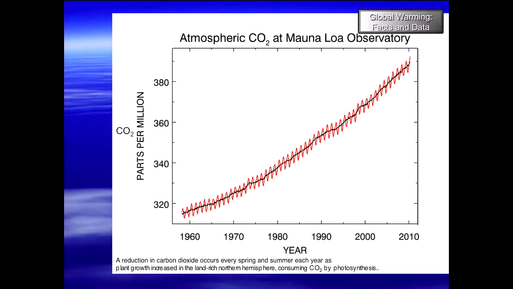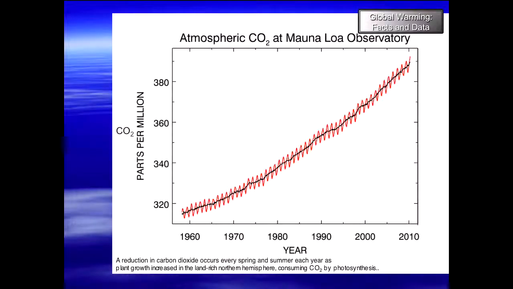Now, it's true if you look carefully, you see the red line goes up and down and up and down. Every year the amount of carbon dioxide rises and falls during the seasons. And I think you can imagine why that is. In the summertime, plants are flourishing. Plants, of course, consume carbon dioxide and, by photosynthesis, convert some of it into oxygen.